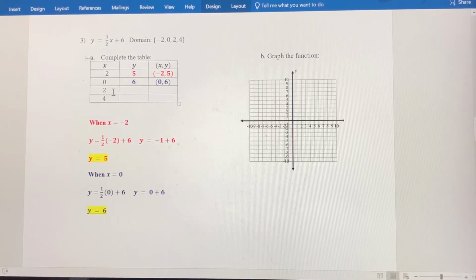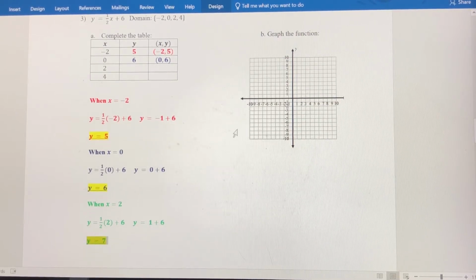Okay, let's continue here. Let's plug in 2 for x, so we get 1/2 times 2 plus 6. Well, half of 2 we know is 1. 1 plus 6 is 7. So when x equals 2, y equals 7. And my ordered pair for this input, this value from the domain, is going to be 2, 7.